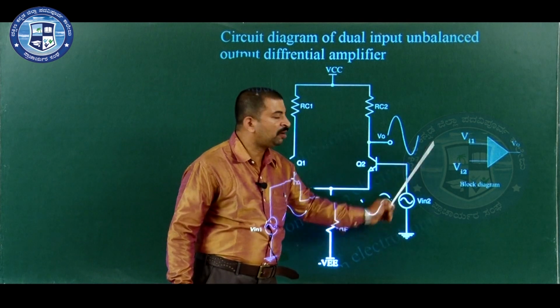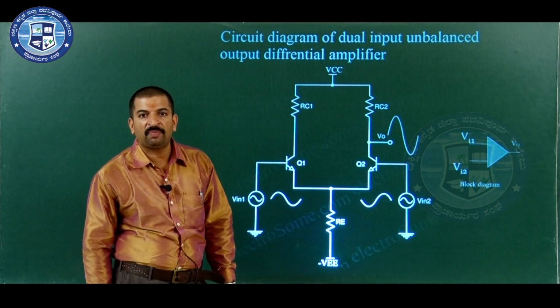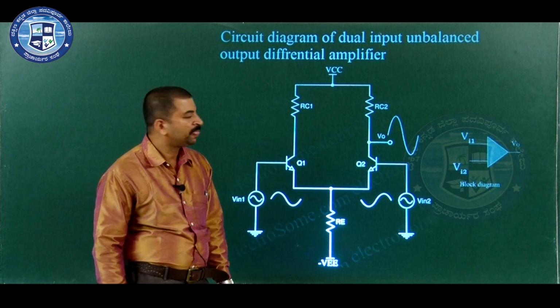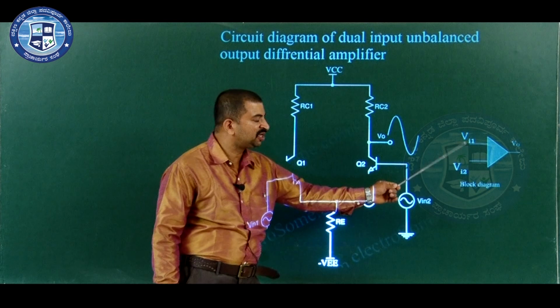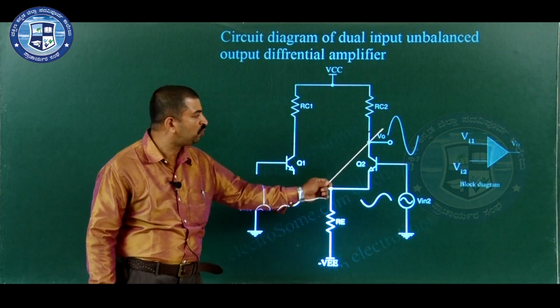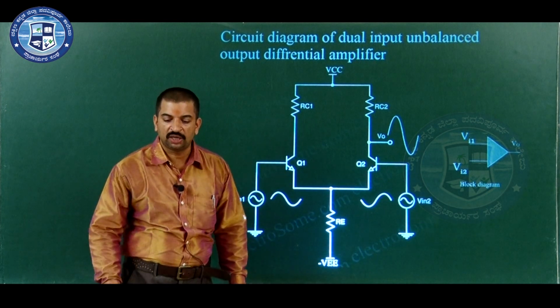Look at the block diagram of the dual input unbalanced output differential amplifier. Here input signals are applied to both input terminals and the output signal is measured across the collector terminal of one of the transistors with respect to ground.